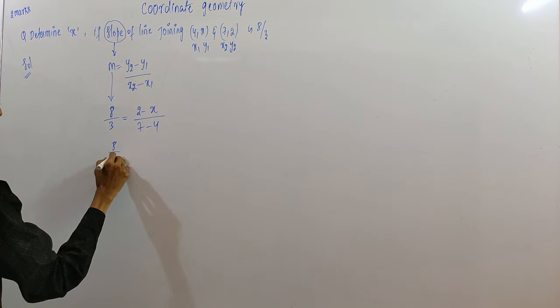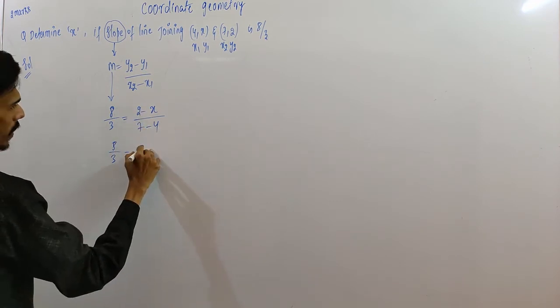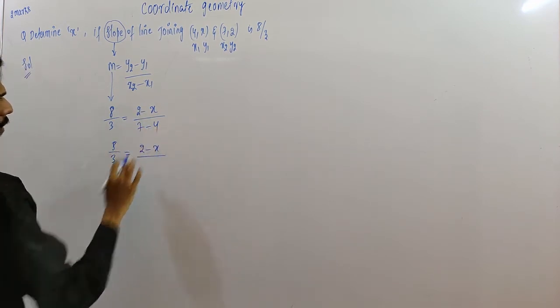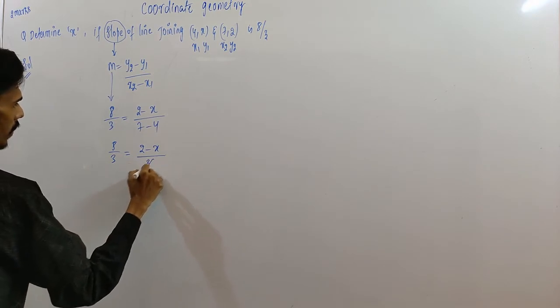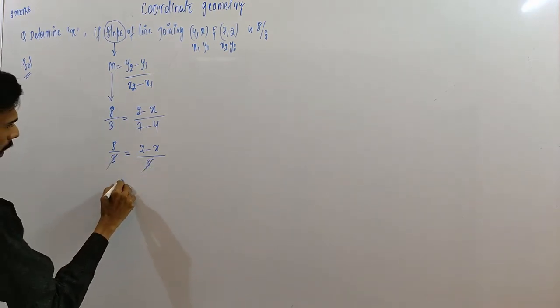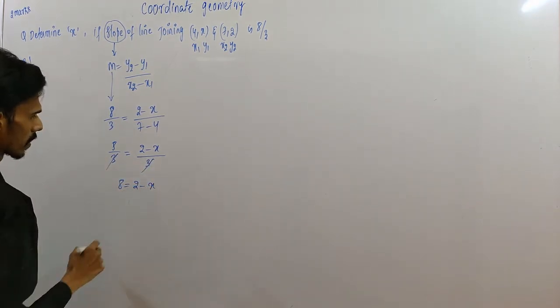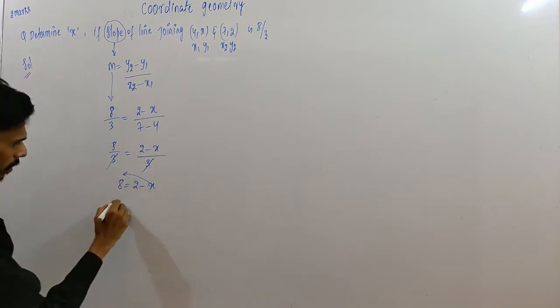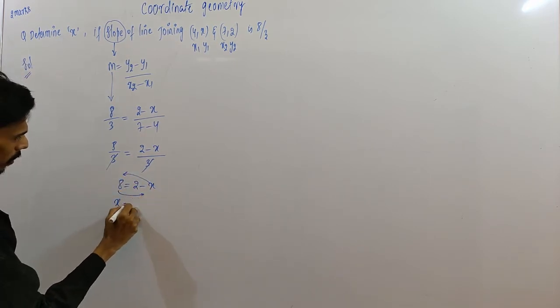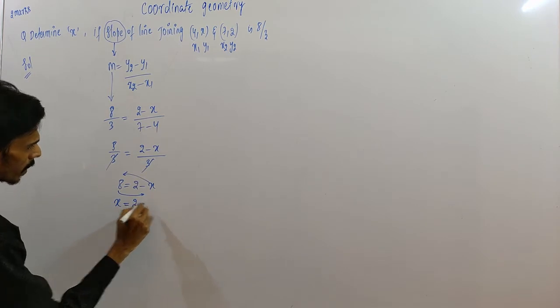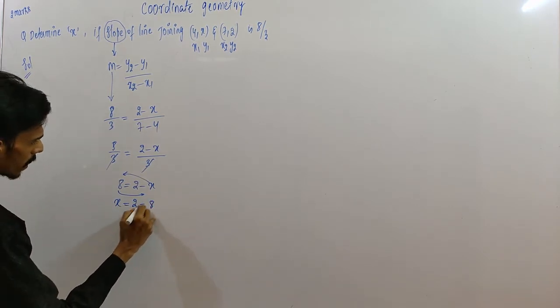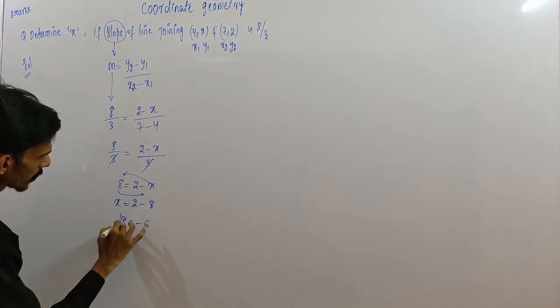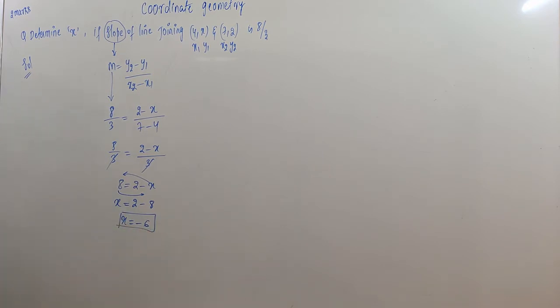We have 8 divided by 3 is equal to 2 minus x as it is. Here we have 7 minus 4, we have 3. This 3 and this 3 will get cancelled. We have 8 is equal to 2 minus x. Send this x here and 8 here. So we have x is equal to 2 minus 8. x is equal to minus 6. So we have this as the answer, x equal to minus 6.